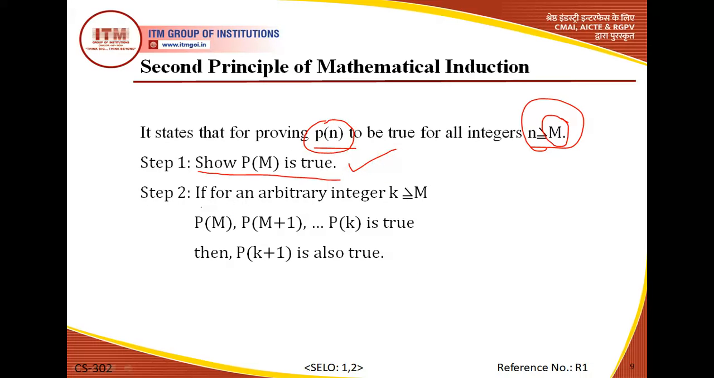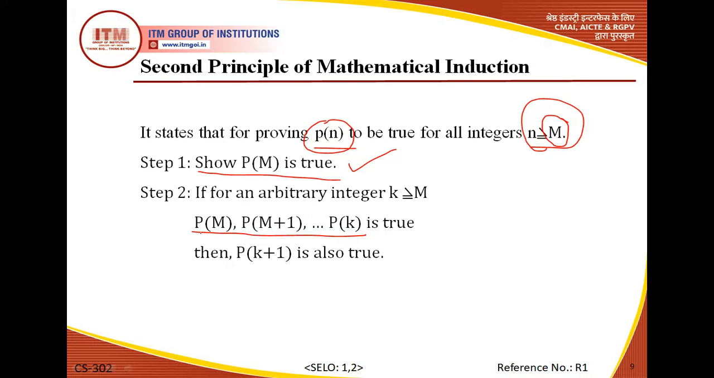Now, what is the second step? The second step says that starting from Pm, we would go up till some particular value, which we would denote by k, and the result is true. We would let that all of this is true. In the first step, we have checked for Pm and shown that the result is true for Pm. Now we would suppose and say that Pm is true, Pm plus 1 is true, Pm plus 2 up till Pk is true.